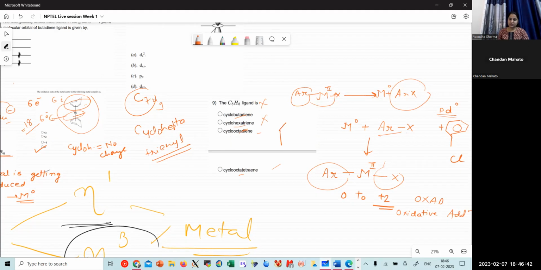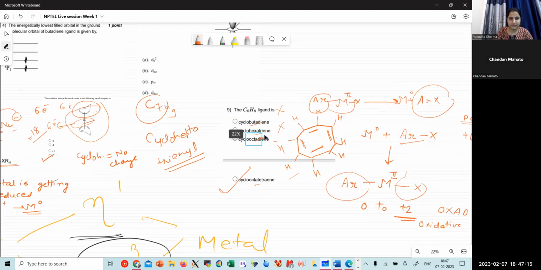So this is the shape to have that C8H8. This is one edge, this is the second edge, third, fourth, 5, 6, 7, and 8. So how many enes are there? 1, 2, 3, and 4. So this is cyclooctatetraene. So this is another question that has been solved.